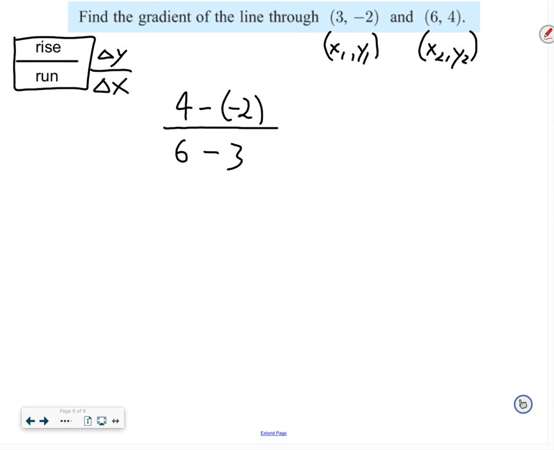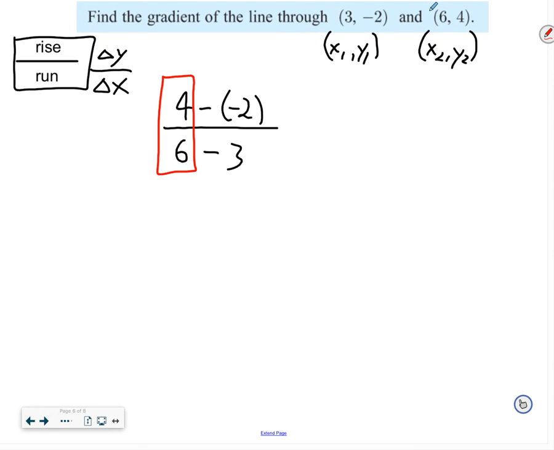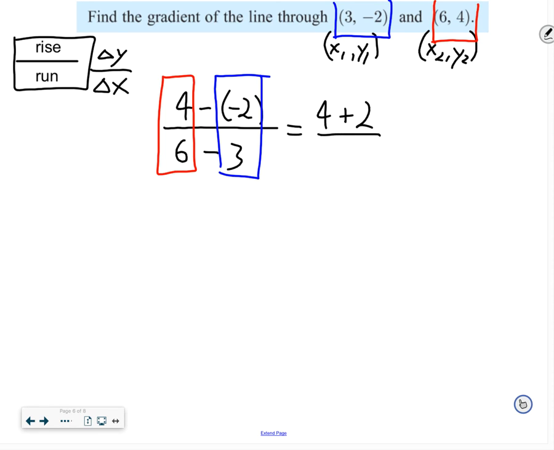I always want to make sure that this lines up with a single point, okay, and the order of this matters, okay, and I want to make sure that these line up with a single point, as they do here, okay, and I have my y values over my x. So now as I simplify it, I get 4 minus a negative is plus 2 over 6 minus 3, which is 3. 4 plus 2 is 6. 6 over 3 can be reduced to 2. So the gradient of my line containing these 2 points is 2.